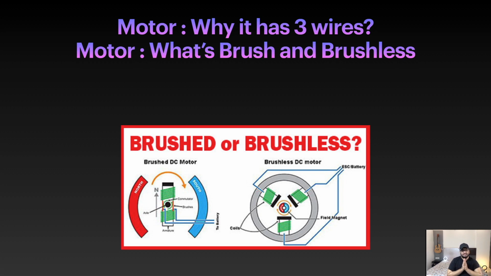So let's talk about how a motor works. I told you that in case of a motor, we have permanent magnets which provide a magnetic field.